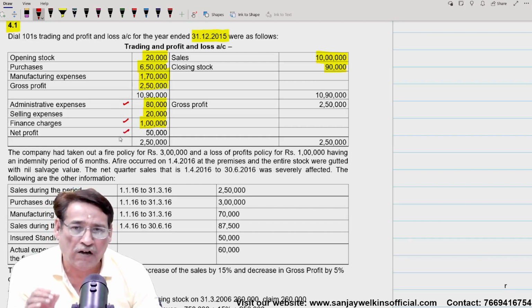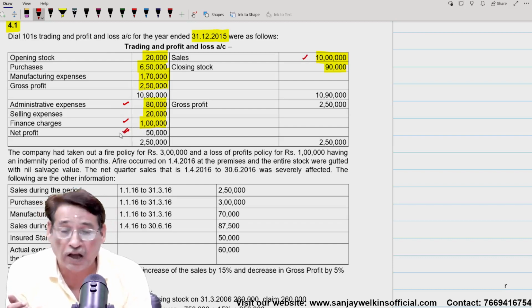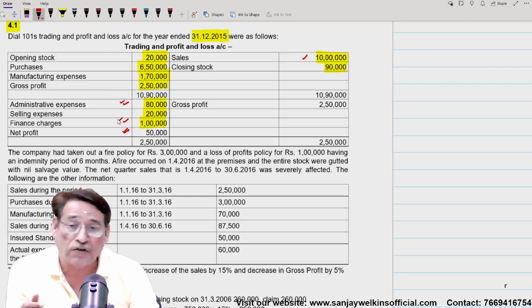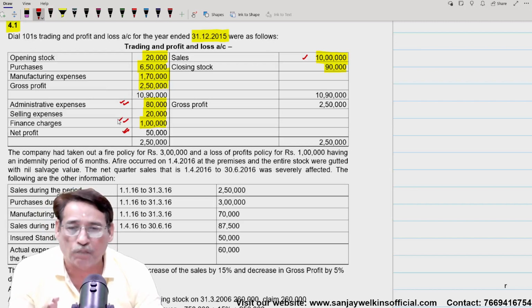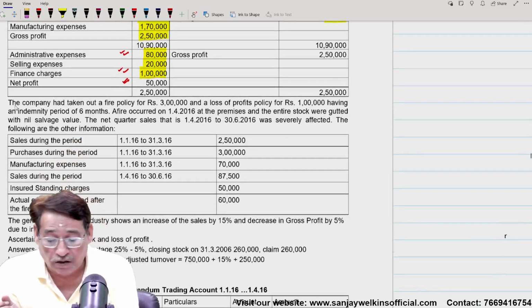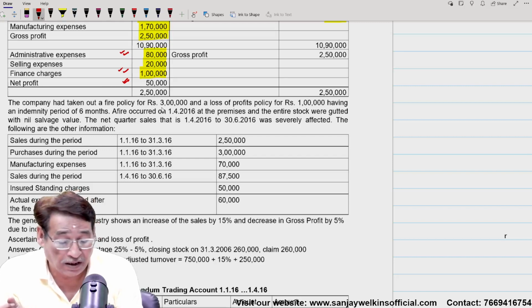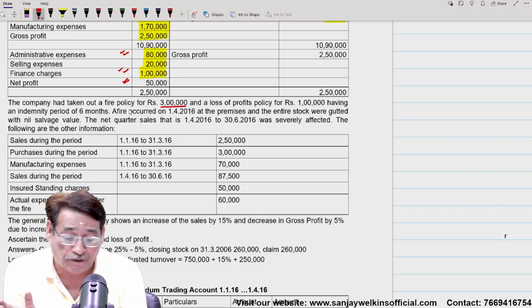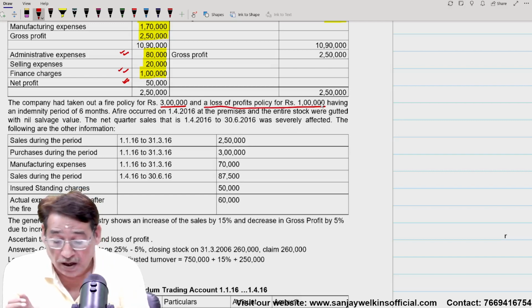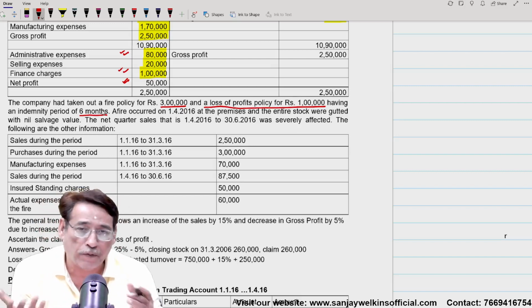So as far as information with respect to last year is given, we have sales of last year, we have profits of last year, we have what we call standing charges of the last year. In case we need to compute the gross profit rate of last year, we can find out easily. Further, it is given in the question that the company had taken out a fire insurance policy for 3 lakh. Fire policy always means loss of stock policy, and a loss of profit policy for 1 lakh, having an indemnity period of 6 months. So we have taken a loss of profit policy also.